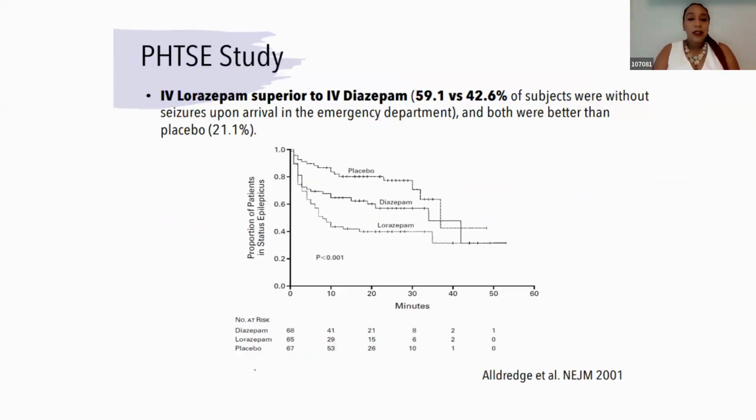So this is another study where they looked at IV lorazepam versus IV diazepam. Because you're like, why wouldn't it work, right?